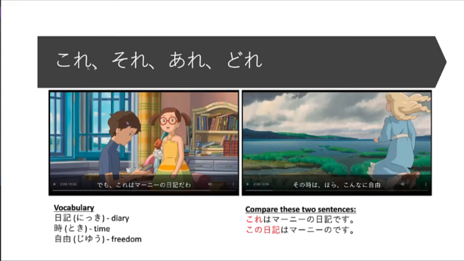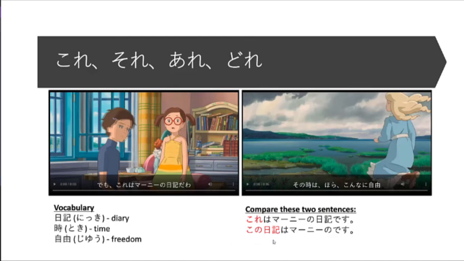Again, you can do the same with kore, sore, are, dore. You have this here. でも、これはマーニーの日記だわ。 Again, you got that wa particle, which makes it a bit more feminine in this case. So kore wa, this, Marnie no nikki, Marnie's diary, dawa. So that's the sentence. Kore wa Marnie no nikki da desu.